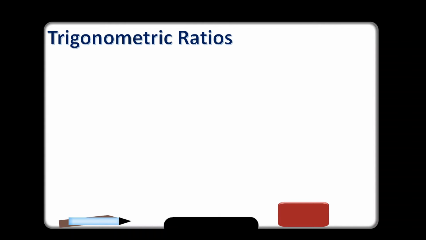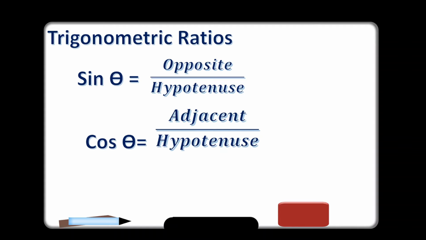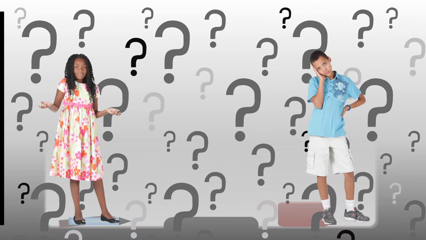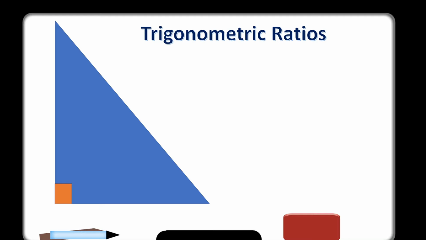As I said before, these ratios express certain relationships between the angles and sides of a right angle triangle. Sine theta is equal to the opposite over the hypotenuse. Cos theta is equal to the adjacent over the hypotenuse. And tan theta is equal to the opposite over the adjacent. Easy. Opposite, adjacent, hypotenuse. Where did they come from, right?